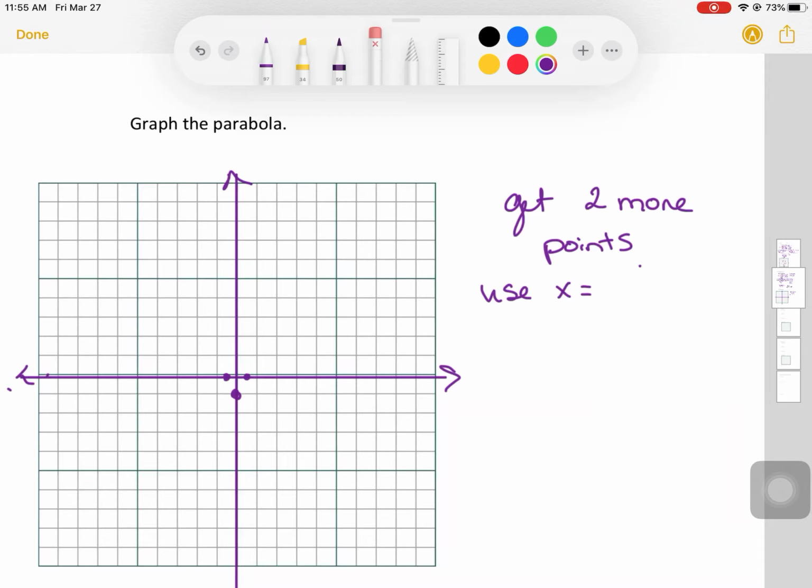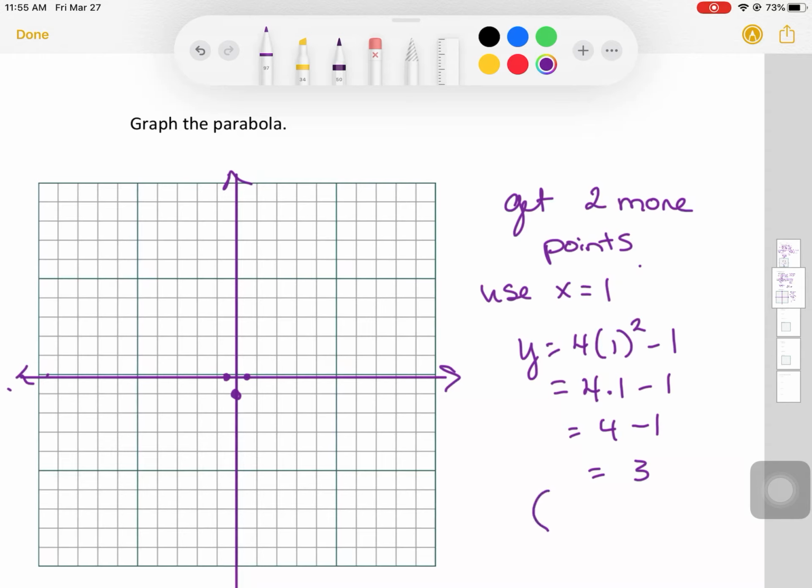No, actually, I take that back. I'm going to use x equals 1. So y equals 4 times 1 squared minus 1. So that's 4 times 1 minus 1, or 4 minus 1. So it's 3. When x is 1, y is 3. And then, of course, since we know this is our line of symmetry right here, going right through the y-axis, I can go to the other side of it and have a nice mirror image. And then I draw in my parabola.